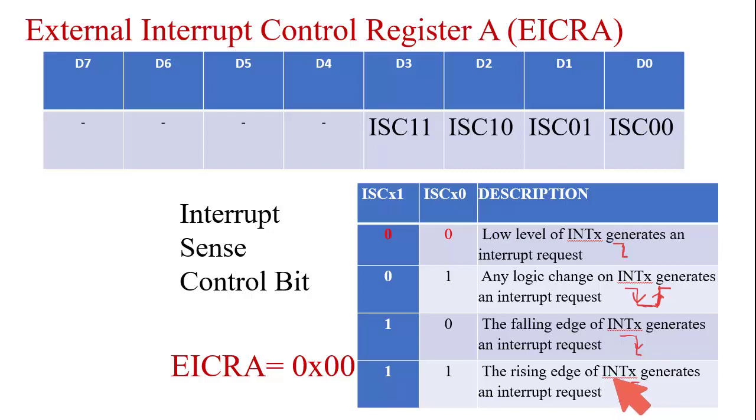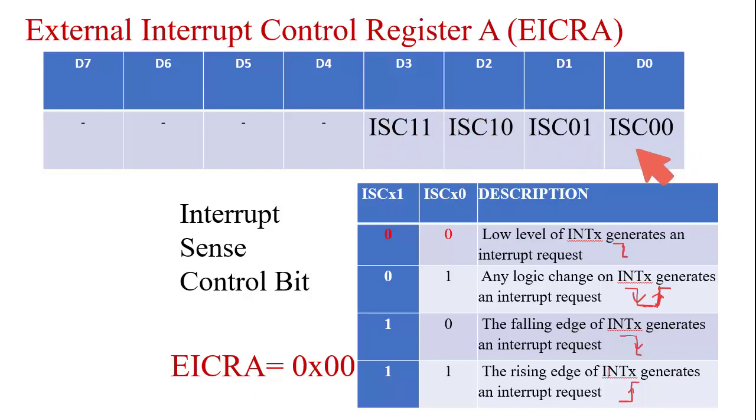Which one we will use in this case should be defined in this external interrupt control register A. These 2 bits, D0 and D1, will be used for interrupt 0, and D2 and D3 will be used for interrupt 1.